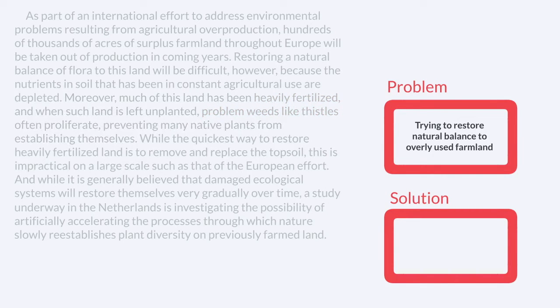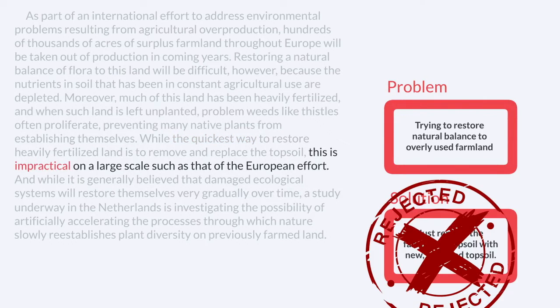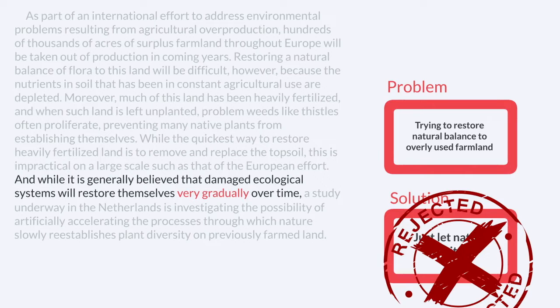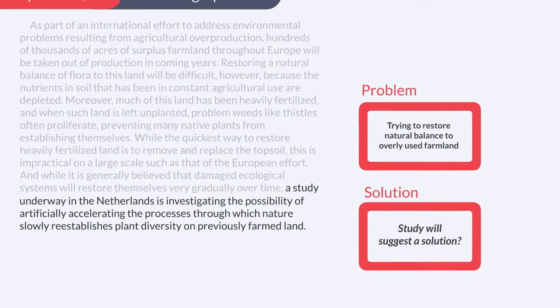Once I have a decent sense of the problem, I'm going to be reading for solutions. And the next sentence actually is a potential solution. They're saying the quickest way to restore the natural balance would just be replace the topsoil with soil that's already in balance. However, we're not going to be able to do that across the entire European continent. Over time, the ecosystem will just fix itself. But the author is seemingly suggesting that it would take a long time. And so we have a study underway that's trying to accelerate that process.